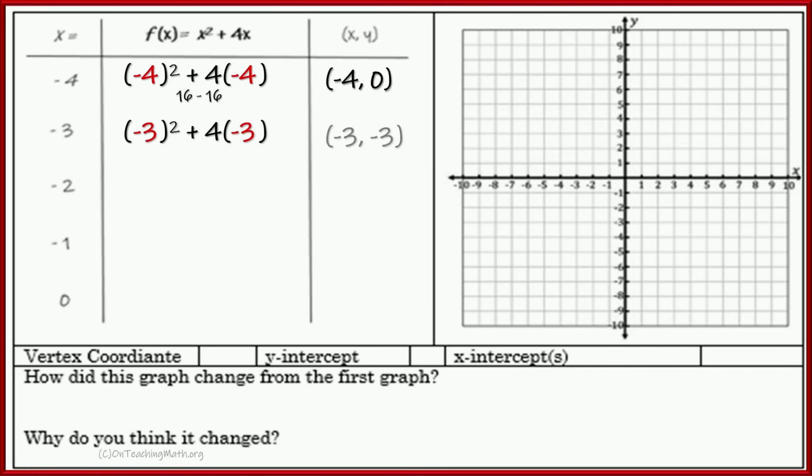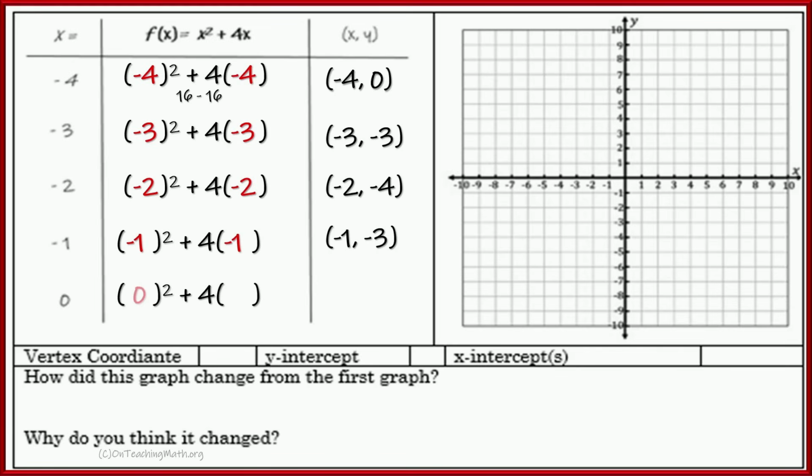Do the same thing. Just do it all the way through. Just be careful. So negative 3 squared is 9. 9 minus 12, negative 3. And then once again, as you can see, just plug in all the numbers, do the math. There we go. I'm plotting all these points, just like this.